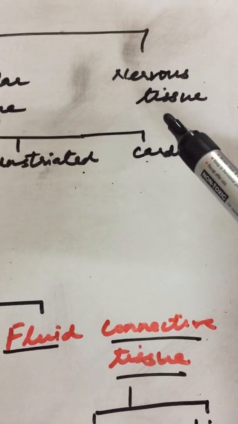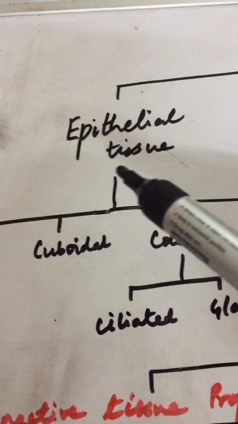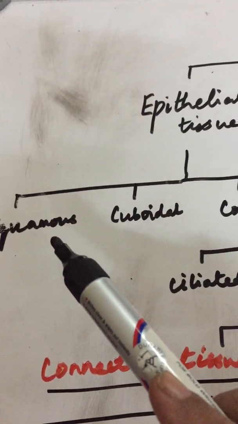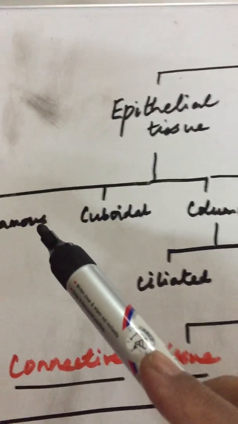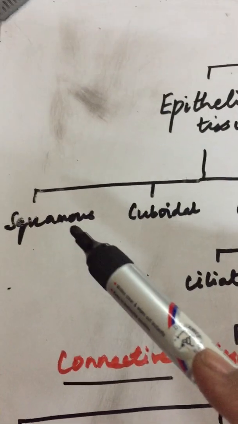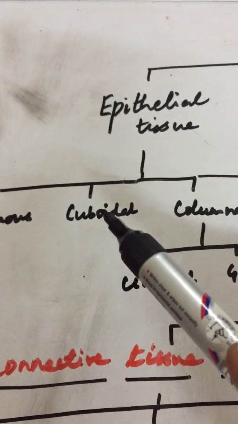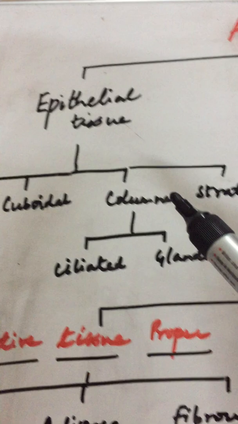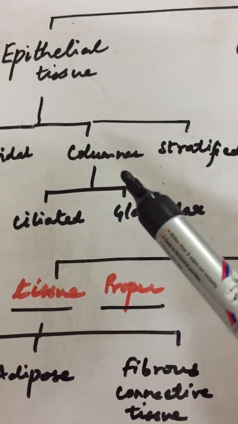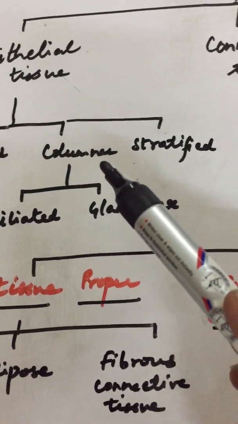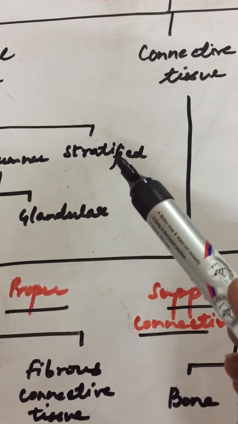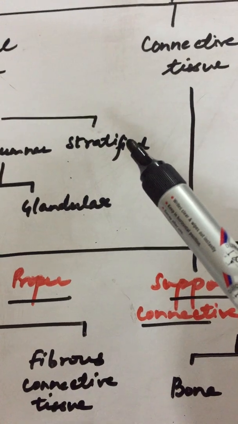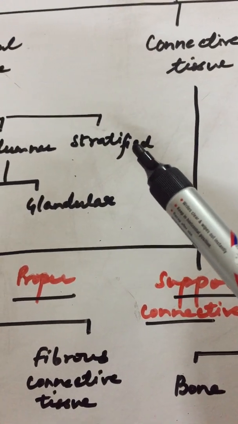of our body. We first move on to epithelial tissue, which is further divided into four kinds. Squamous epithelium, which has thin flat plate-like cells. Cuboidal epithelium, which has cube-like cells. Third is columnar epithelium, which has column-like cells. And fourth category is stratified epithelium. Strata means layers. So this consists of several layers of cells.